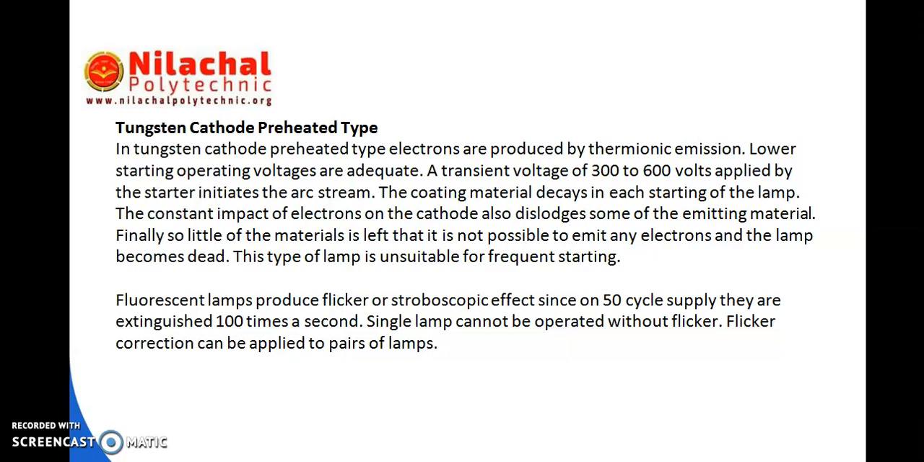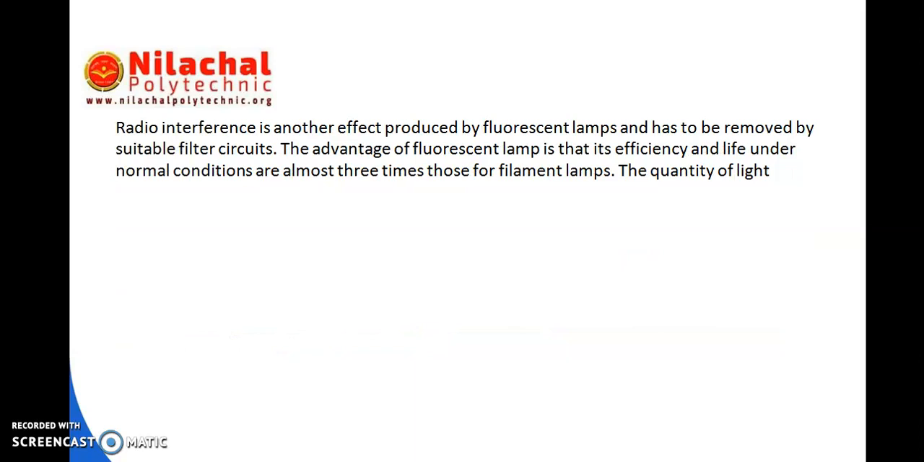So the fluorescent lamp produces flicker or stroboscopic effect. Since it is a 50 cycle supply, the lamps are extinguished 100 times a second. A single lamp cannot be operated without flicker. Flicker correction can be applied to a pair of lamps. Radio interference is another effect produced by the fluorescent lamp and has to be removed by a suitable filter circuit.